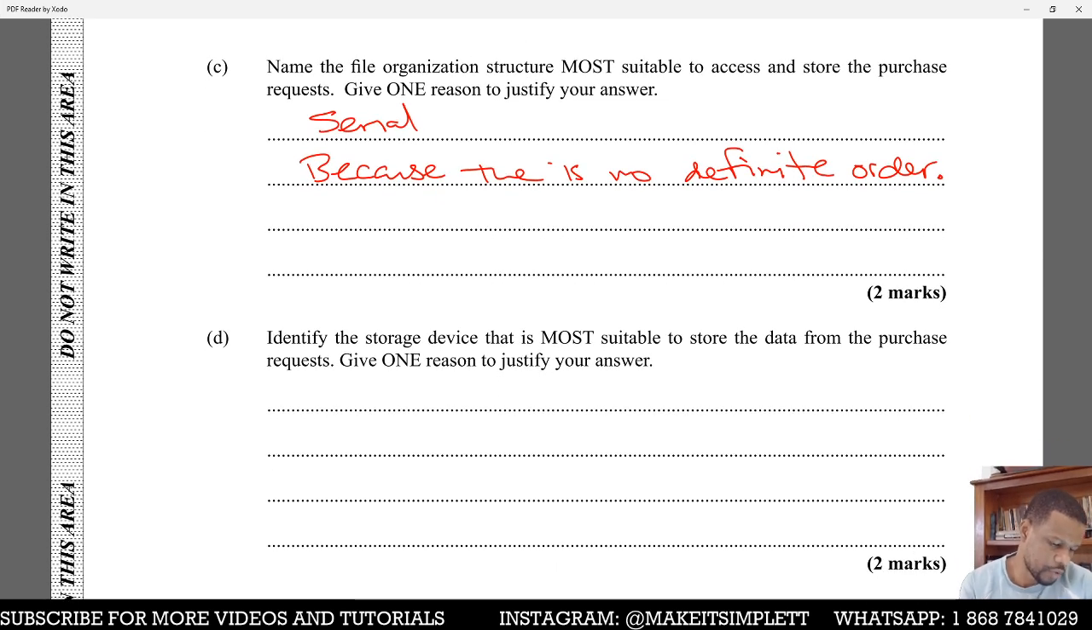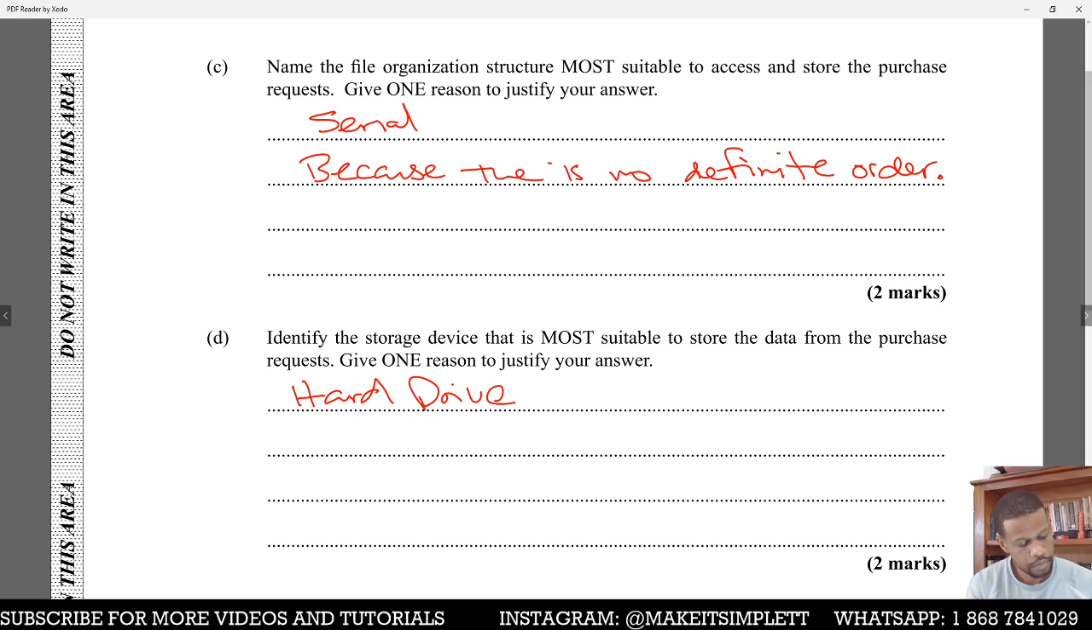The storage device that is most suitable to store data for any purchase requests would be a hard drive. Because it is on a computer. Nothing hard there.